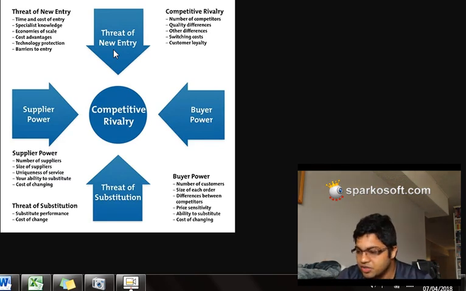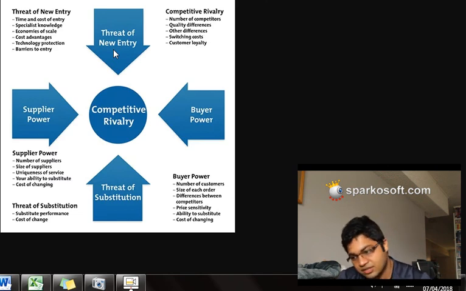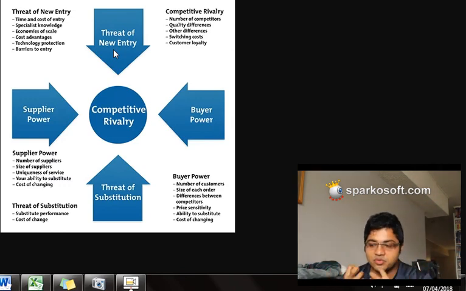Threat of substitution: if the product can be easily substituted, then it is not good for the industry. If you cannot do away with the product, if the cost of substitution is so high that customers cannot switch, then you have a sheer monopoly and you can rake in profit, so it is good for an investor. So let's see what all is involved.